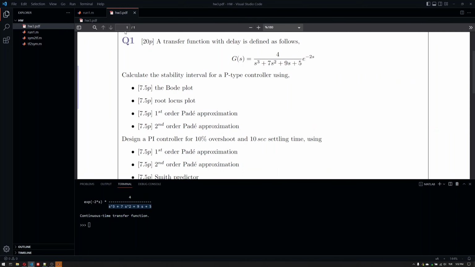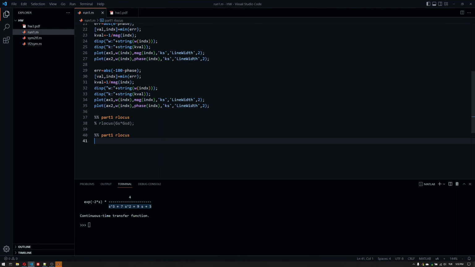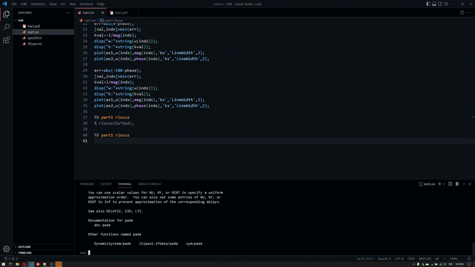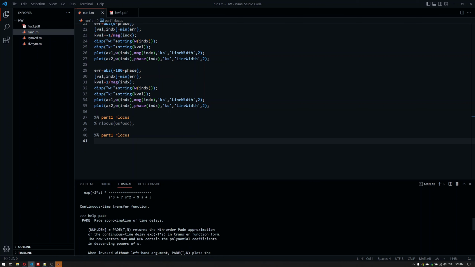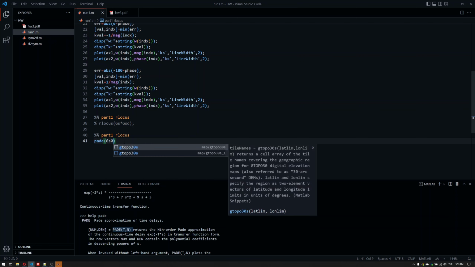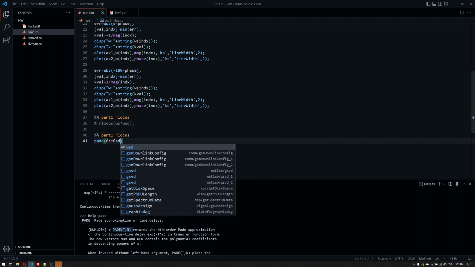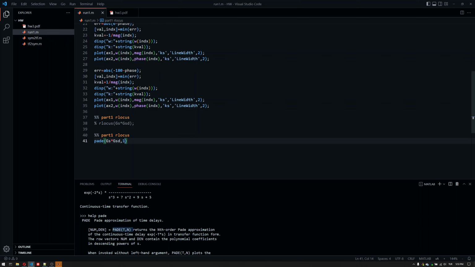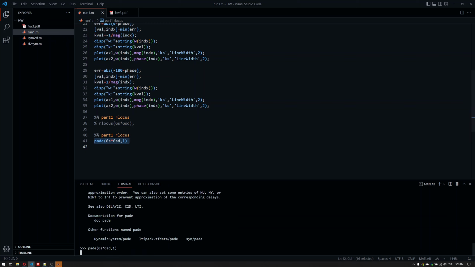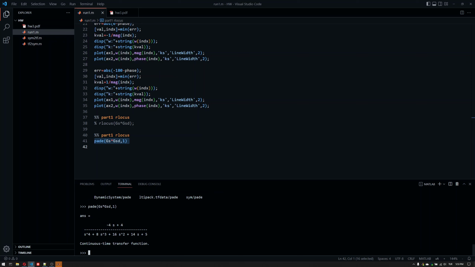So what about the first order Padé approximation? Now, I'm not going to write down the Padé approximation manually, but for the first two orders you can do that. The pade function here can return you the Padé approximated transfer function. So what we can do is we can just use GS times GSD, and I want the first order Padé approximation. I can just call it, and it will give you the corresponding transfer function here.